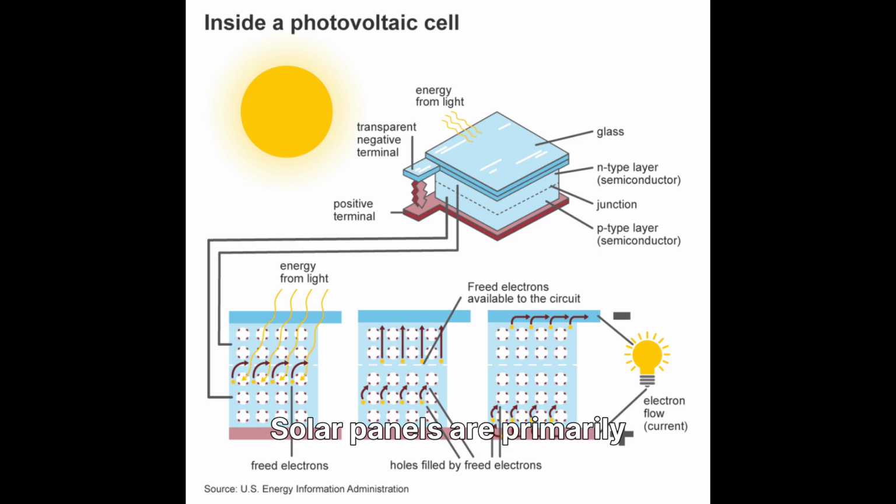Solar panels are primarily composed of solar cells, which are typically made from semiconductor materials like silicon. When sunlight, which consists of tiny energy packets called photons, strikes these solar cells, these photons transfer their energy to the electrons within the silicon atoms. This energy transfer gives the electrons a significant jolt, exciting them and preparing them for their journey.